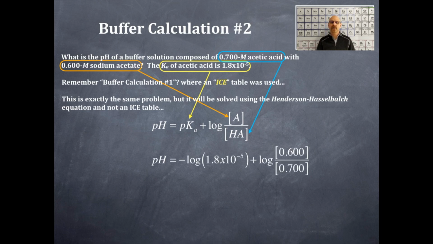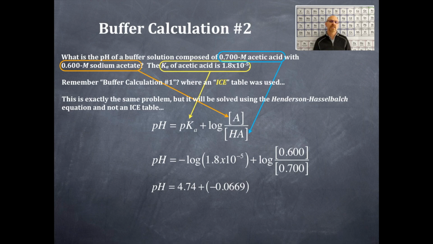So I've plugged in these values. I got pH is equal to the negative log of 1.8 times 10 to the negative 5, that's the Ka, plus the log of 0.600 divided by 0.700. I'm going to simplify this equation here just a little bit with that division problem in the log, and then I'm going to add these two numbers up. And you should notice something here.